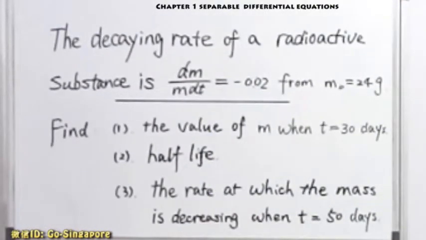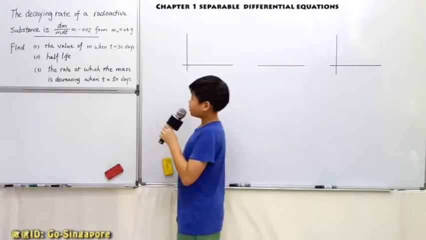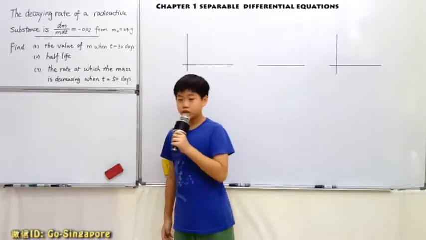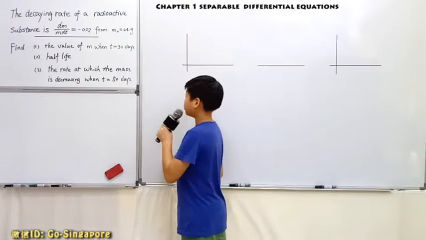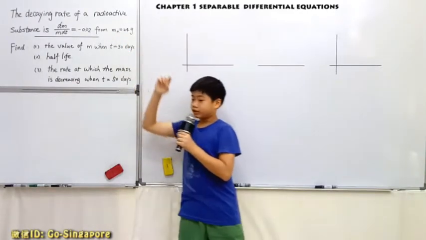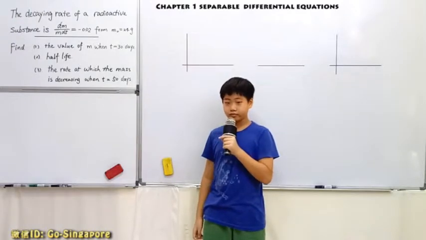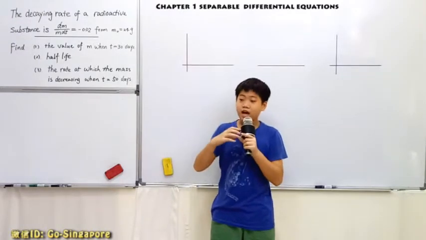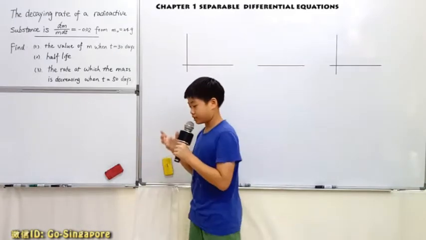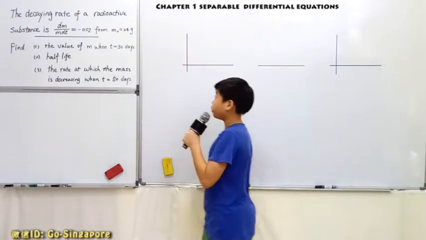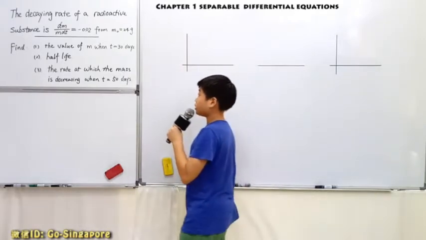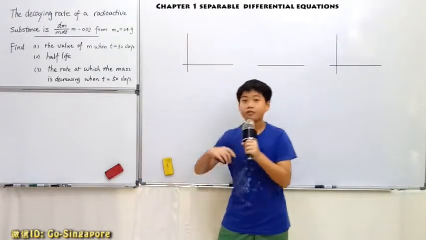So for this question, which is the decaying rate of a radioactive substance. The decaying rate means how much this mass decreases. That is dm over m dt, and it is negative 0.02 m. This m with the subscript is the initial mass, which is the mass at first, like how much mass you start with. That is 24 grams. So we need to find the value of m after 30 days.